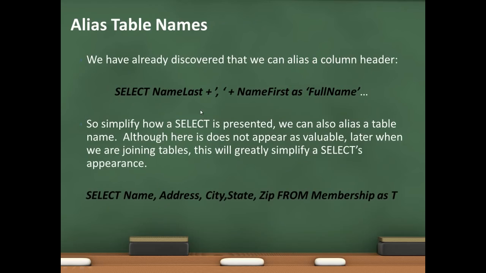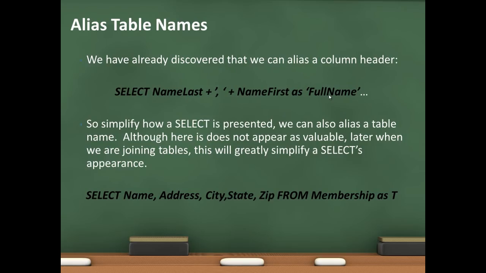Now let's talk real briefly about alias table names. Right now we know how to go back in and put an alias on a column. We've seen a variety of different methodologies on how to do that, and I don't care which one you use as long as it works. So here in this top example, I'm giving an alias to my name column: my last name, a comma, and a first name, and I'm calling that my full name. So I'm giving an alias name to that column that my receiving program will see as full name. I can do exactly the same thing with my table name if I want to.